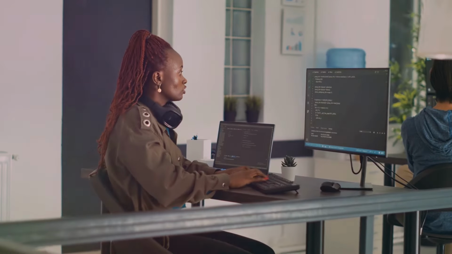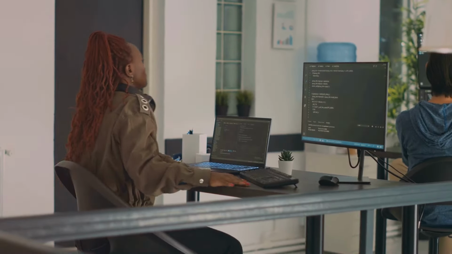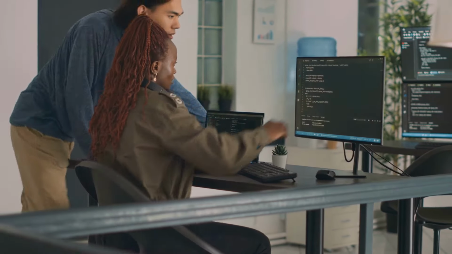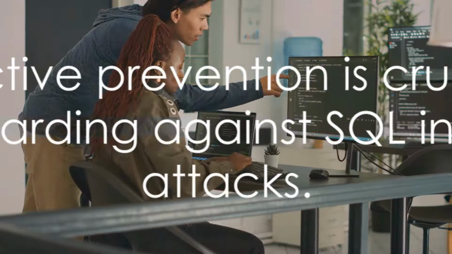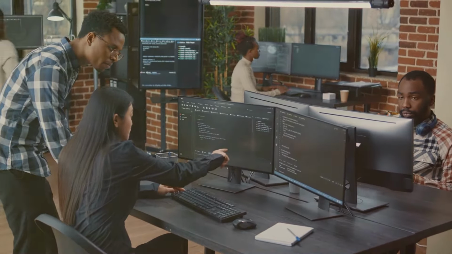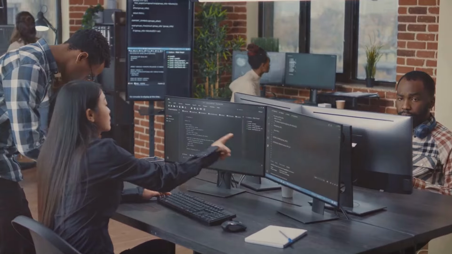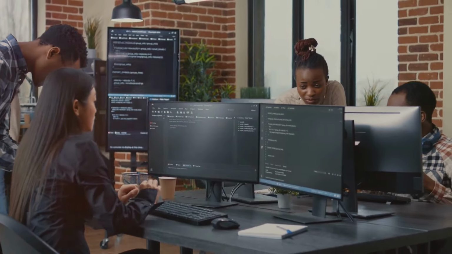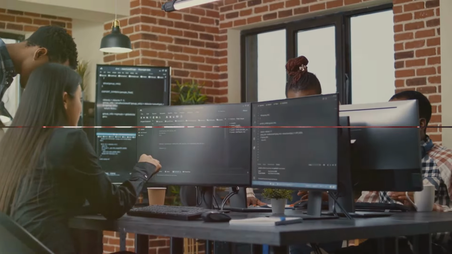Of course, tools and technologies are only part of the equation. It's crucial to foster a security-conscious culture within your development teams. Regularly review and update your coding practices and provide ongoing training to keep everyone up to speed on the latest threats and mitigation strategies. Remember, SQL injection attacks can cause significant harm to your organization's reputation, not to mention the potential financial and legal repercussions. Proactive prevention is the key to safeguarding against SQL injection attacks.